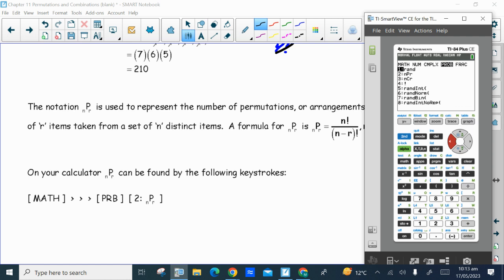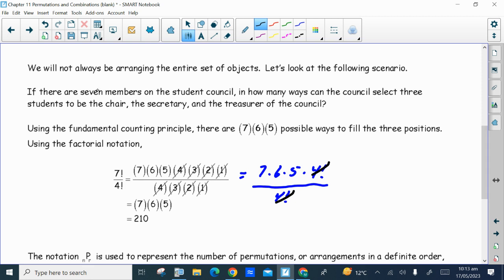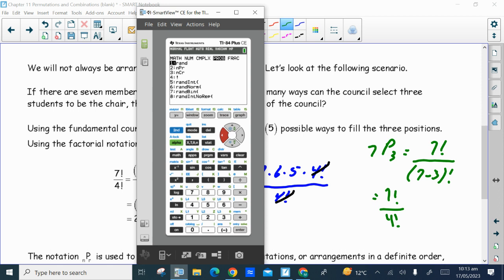So if we look at the situation that we have above here, you have 7 members, you're going to choose 3, and order matters. So that would be 7P3. Using the formula, it's n factorial over n minus r factorial, or 7 factorial over 4 factorial. So that's the expression that we have here over on the left. And we know that will equal 210. We did it by simplifying. We can also do it using factorial in our calculator.